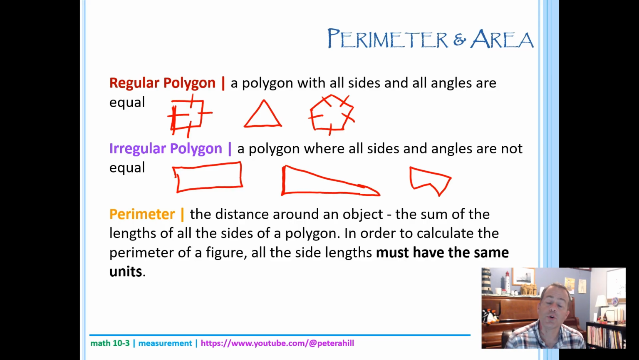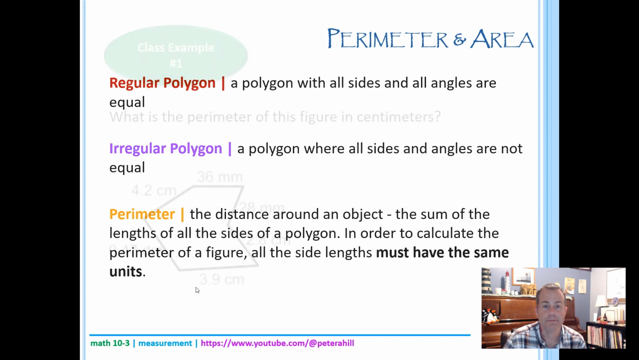Okay, so the perimeter is the distance around the outside of an object. It's the sum of all the lengths of all the sides of the polygon. We figure out all the lengths, add them together, and that would be our perimeter. In order to calculate the perimeter of a figure, all the side lengths have to be in the same units. You can never do math in two different units, so that's something just to be very, very careful of, okay?